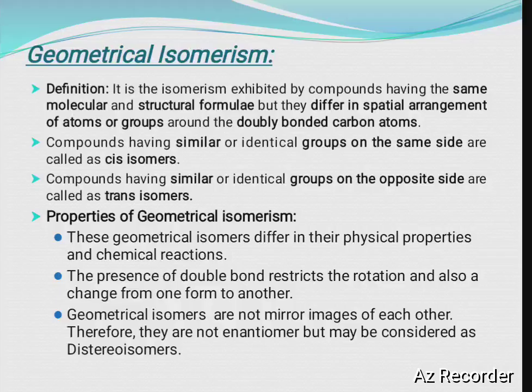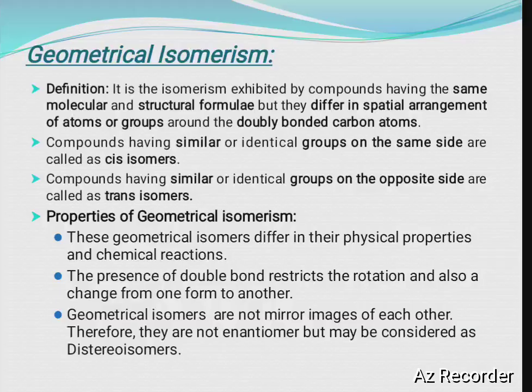The compounds having similar or identical groups on the same side are termed as cis isomers. The compounds having similar or identical groups on the opposite side are termed as trans isomers.